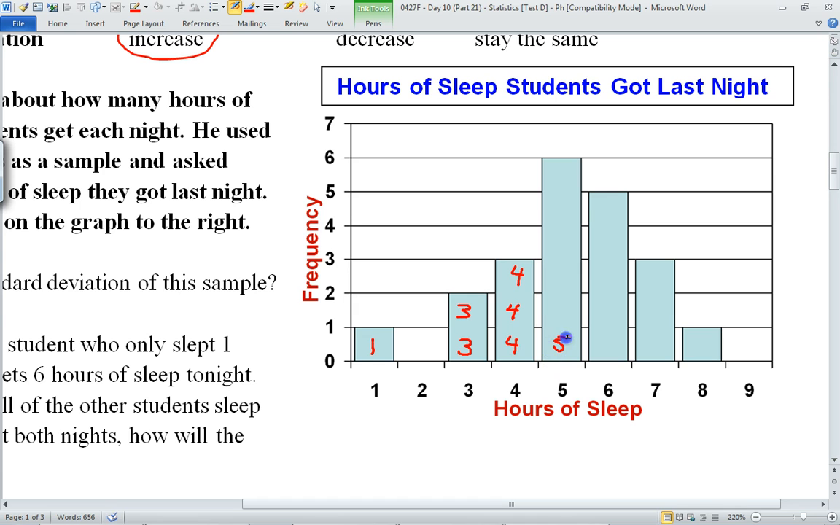This column is people who got 5 hours of sleep. Okay, it represents 6 fives. These are all sixes. Okay, that's 5 sixes. These are sevens, 3 of them, and then there's an 8. So we can always translate a frequency table into a list of numbers that we could put in the calculator. So we want to calculate the standard deviation. So let's go ahead and type all these numbers into our calculator right now.